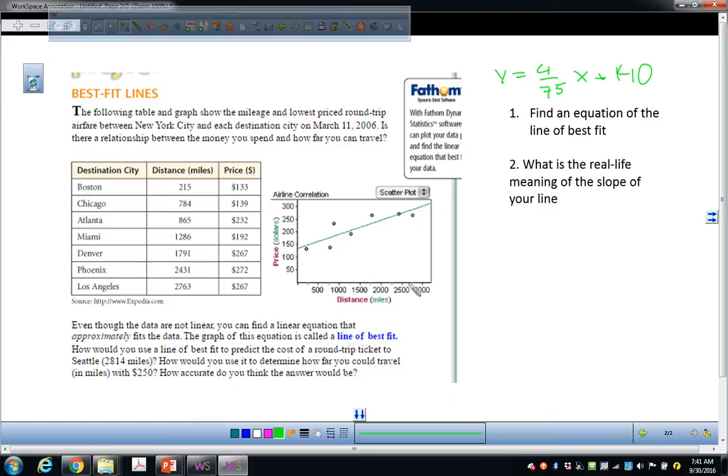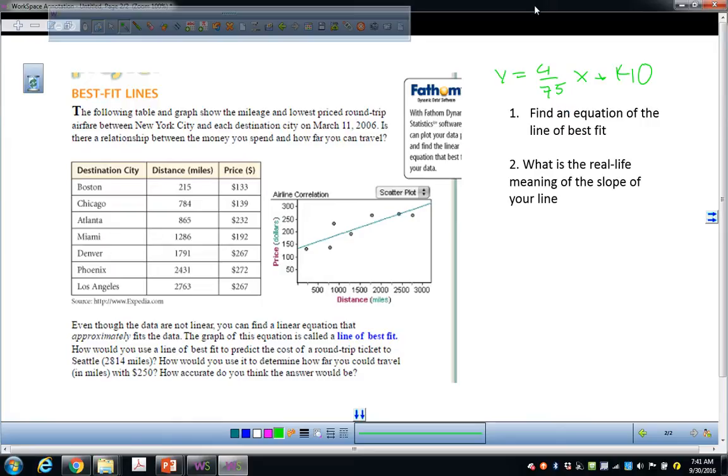What does that mean? What does a 75 represent over here? Distance. Now what does this mean? And price over here. So for every what? Down here. For every 75 miles, the cost goes up by about how much? $4. So that's what they're looking for by real life.